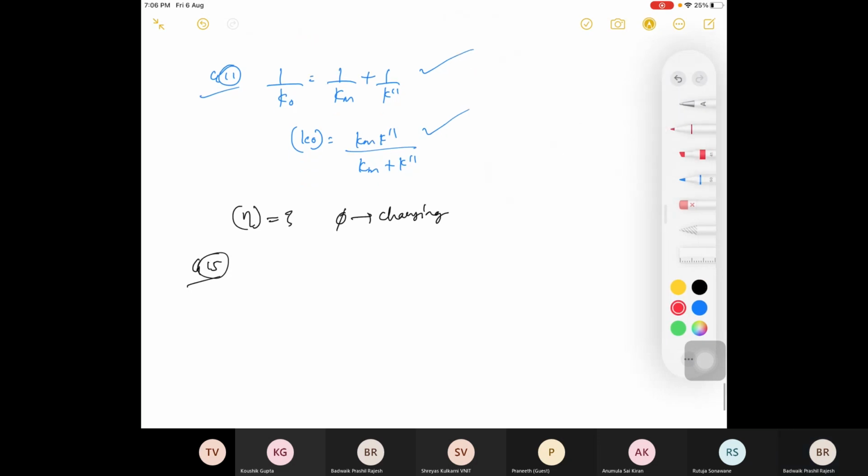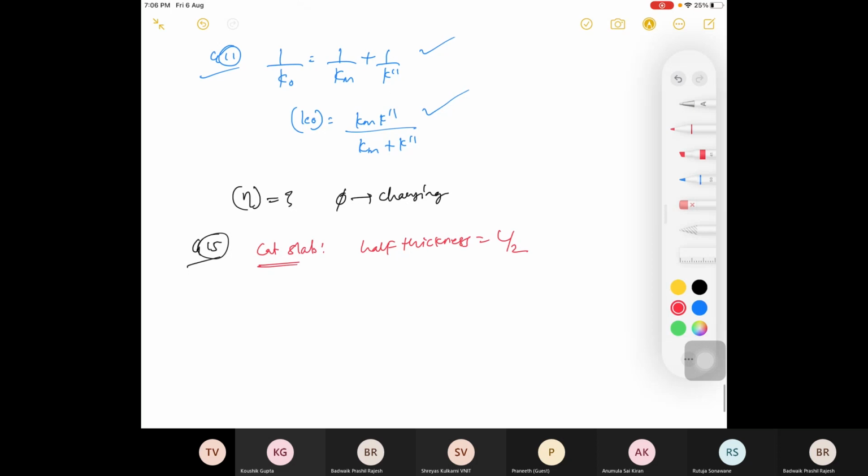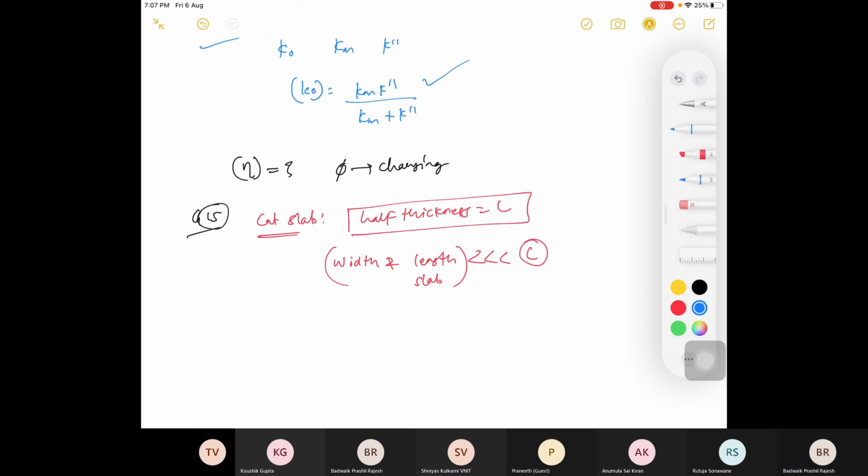So you are having a catalyst slab with half thickness. Half thickness is L. Catalyst thickness is 2L. And it is written that the width and length of the slab are very, very large compared to the thickness. Yes, sir, I have the question with me. Okay, can you please read that?